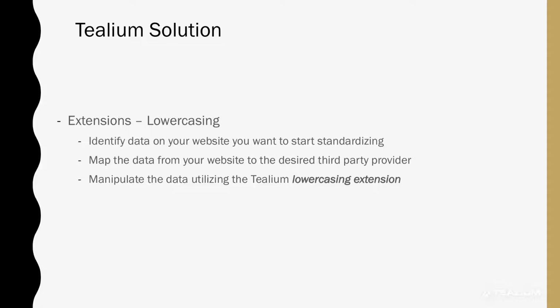We are going to be following 3 steps. The first is identifying the data points we want to start standardizing. The second is to ensure the data is going over to third-party providers appropriately, in this case, Google Universal Analytics. And the third step is implementing the extension to lowercase all internal search keywords, ensuring data consistency.